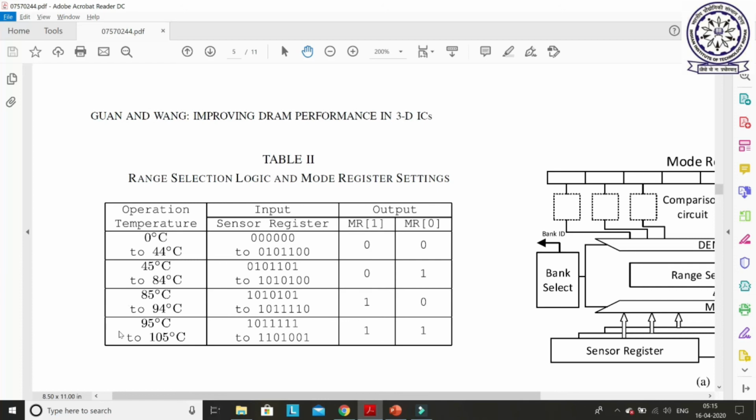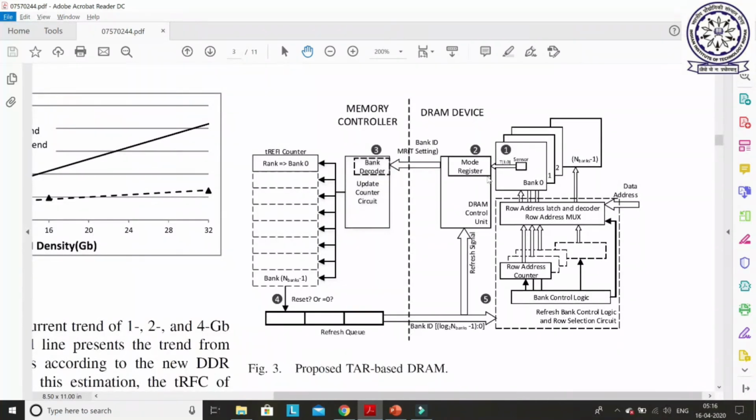If we again come back to this design, each bank's temperature sensor will send a temperature value to this mode register, and based on some circuit, this temperature will fall into one of these temperature ranges, as I explained. Based on this temperature range, a 2-bit value will be stored in the mode register. So for each bank, the temperature values will be stored in the mode register, not just for the worst case bank.